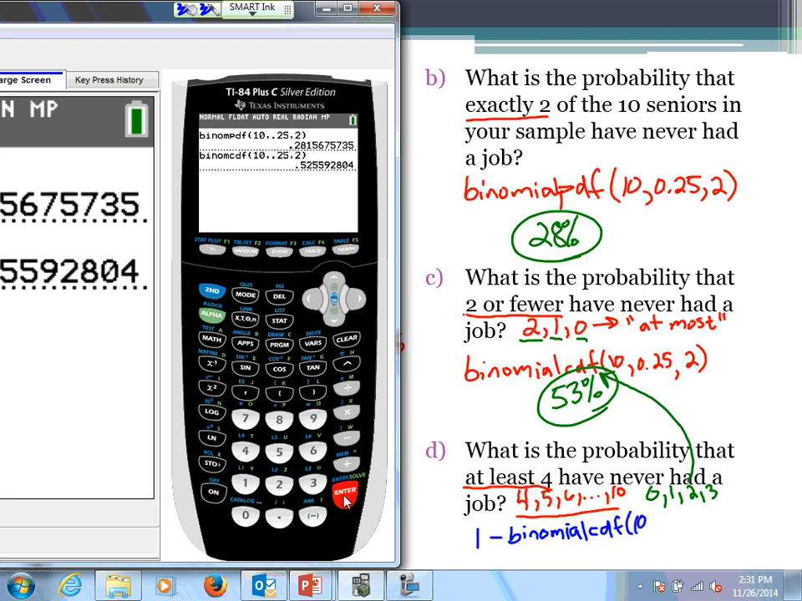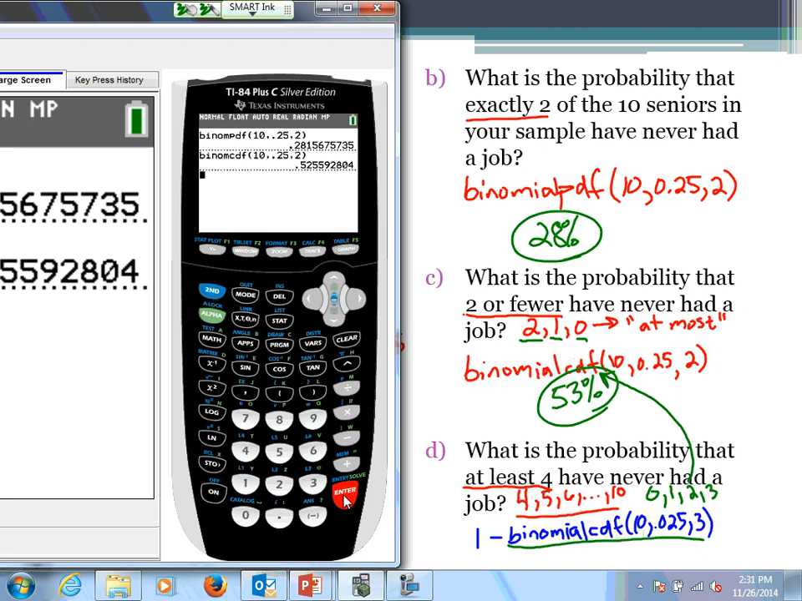of 10, .25, and I'm going to go to 3, because what my binomial CDF is going to find is the probability of 3, 2, 1, and 0. It's going to add those all up. And then if I subtract that from 1, that gives me the other probability. So our binomial CDF, while it's designed to work with at most settings, we can apply the complement in an at least setting. And that's what we see here.